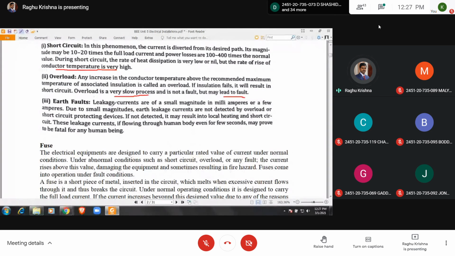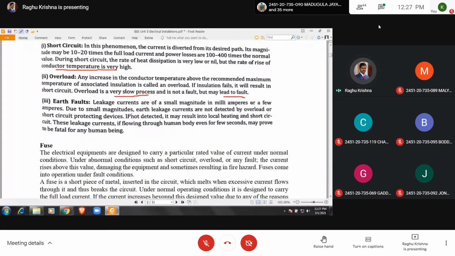Next, earth faults. Here the leakage currents are of small magnitude, in milliamperes or a few amperes. Due to small magnitudes, earth leakage currents are not detected by overload or short circuit protecting devices. If not detected, they may result in local heating and short circuit. Sometimes current will be flowing to the earth, and they cannot be detected because their magnitude is less, but they may lead to short circuit.